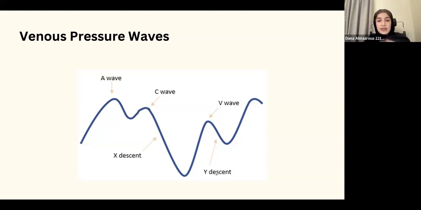And the right atrium is somehow connected to the venous system because that's where the venous system drains. It makes sense, right? So I'm going to start by talking about the A wave.